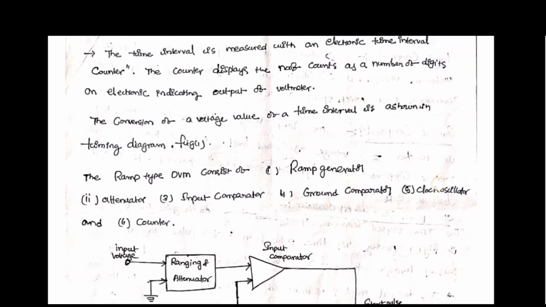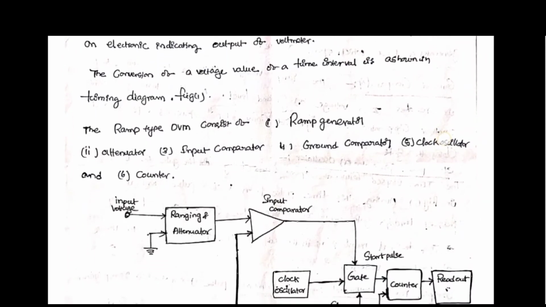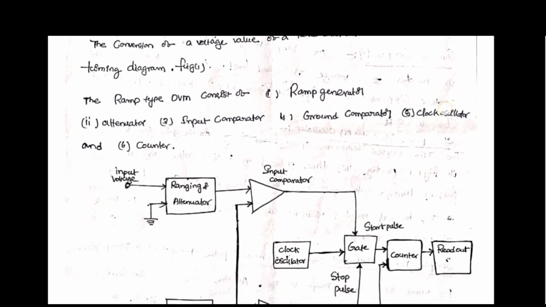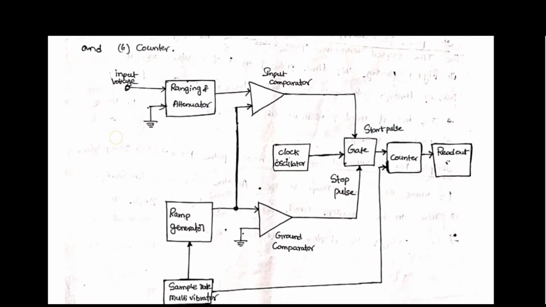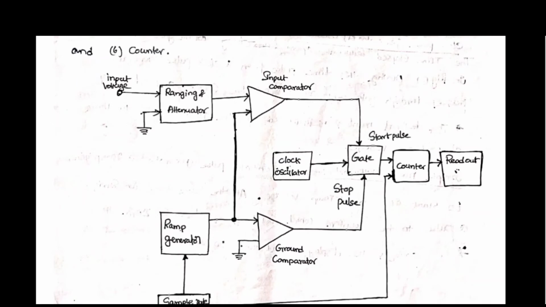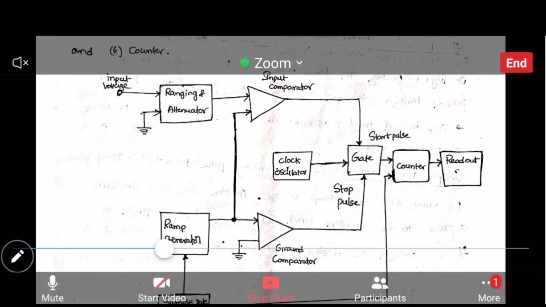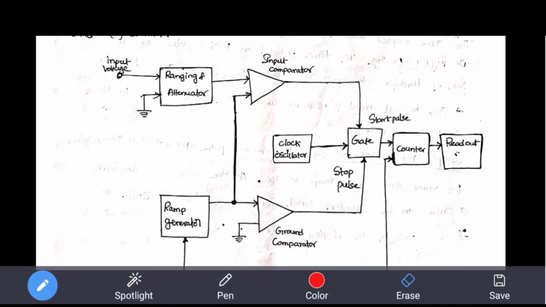Let us see the diagram of the ramp type voltmeter. Ranging and attenuator: whatever the input voltage, it should be altered according to the meter. The attenuator attenuates the unwanted signals and reduces the voltage level. Two comparators we are using, the input comparator and the ground comparator. What is a comparator? You know.